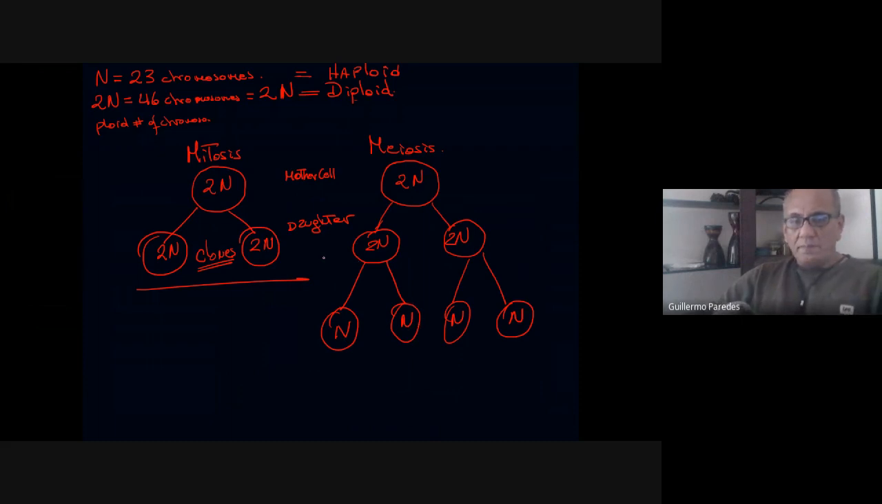Here, in the first division, I'm going to put it like this, just to make a comparison: from 2N to 2N, the prophase, metaphase, anaphase, telophase are going to happen. And here, in the second part of the meiosis, it is called the second meiosis, not the second mitosis.